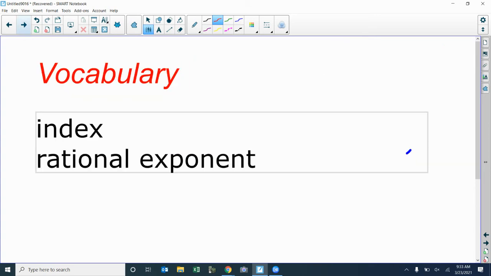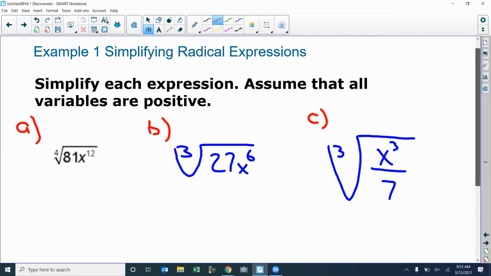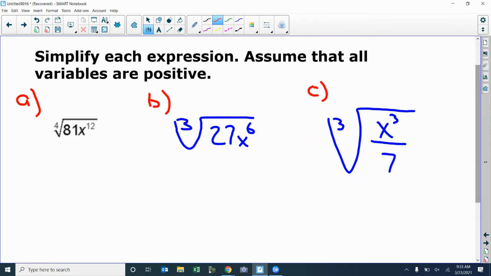We're going to try a couple of simplifications. Just to review, simplify. Remember the index on this first one, letter A, is 4. So that means we need sets of 4. Let's do this first one together. So 81 would be 9 times 9. That's only a set of two 9s, right? But I need 4. Well, 9 would be 3 times 3, so 81 is 3 times 3 times 3 times 3.